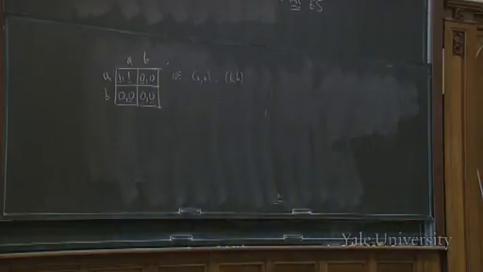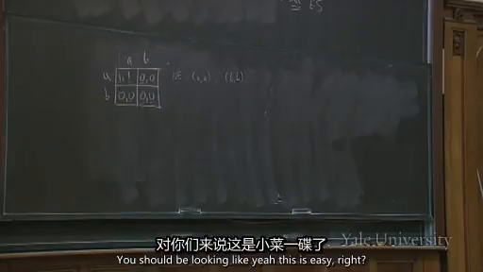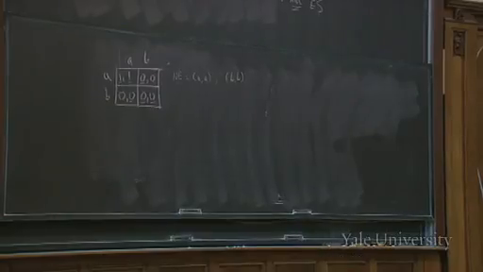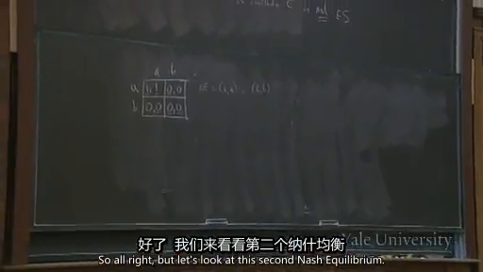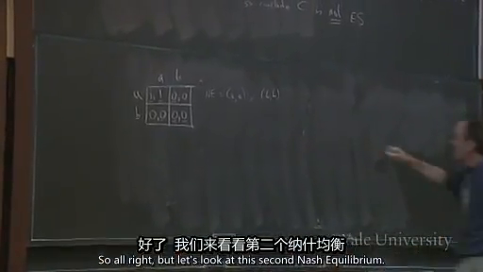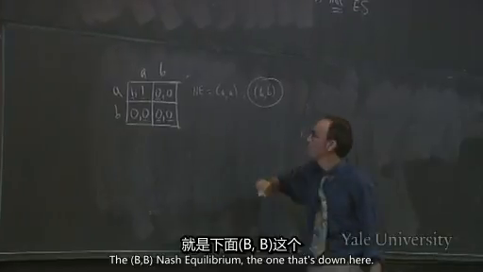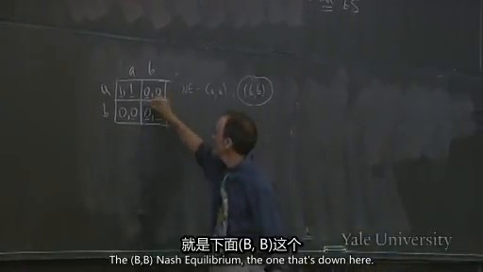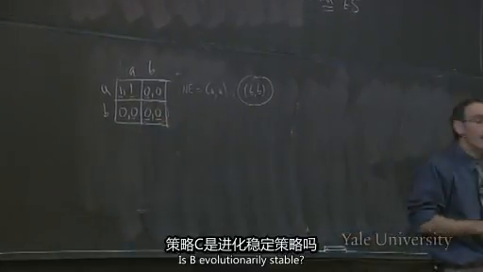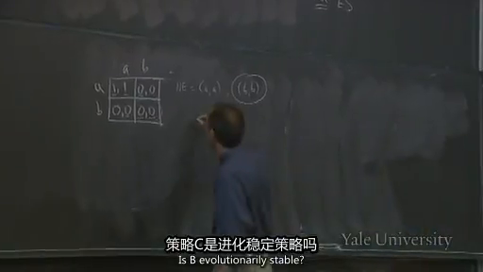Everyone happy with that? Should we be looking like this is easy, right? But let's look at this second Nash equilibrium, the BB Nash equilibrium, the one that's down here. Is B evolutionarily stable?